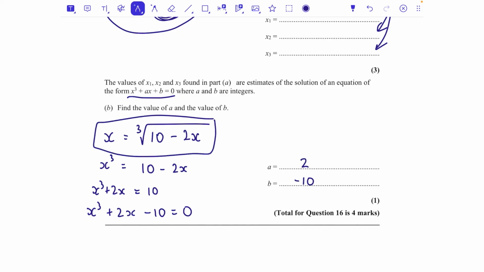Basically take the iteration formula but take the n plus 1 and the n out of it. And then you're just rearranging it until it looks like that. There we go. A is 2, b is minus 10.